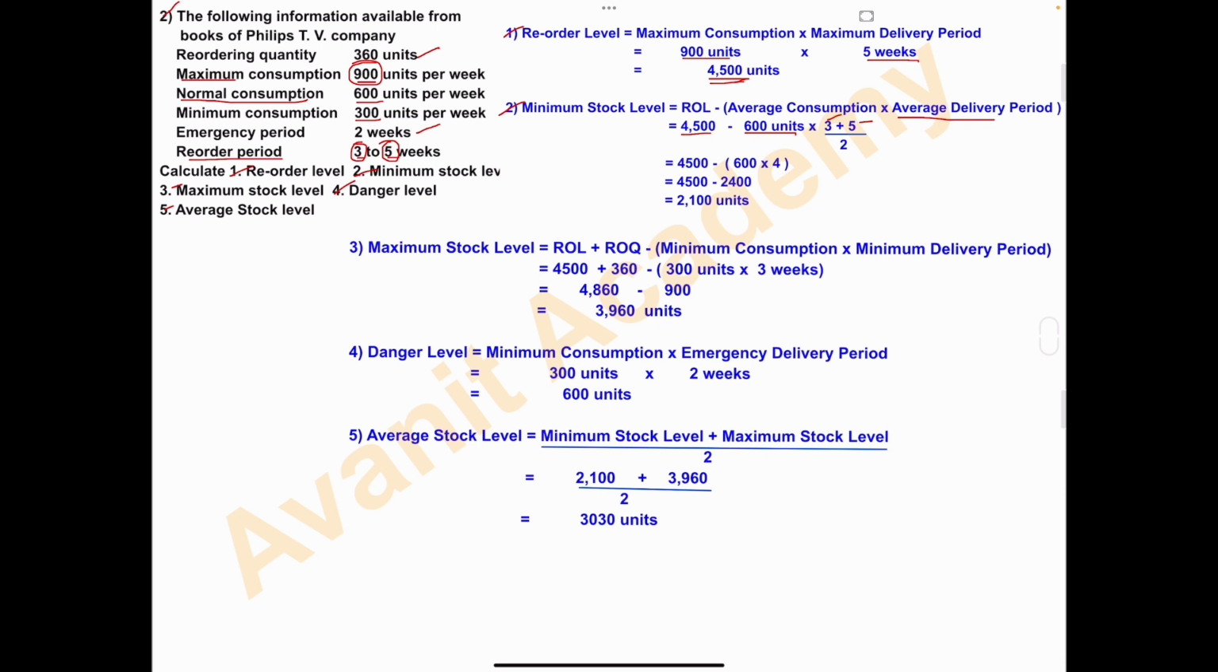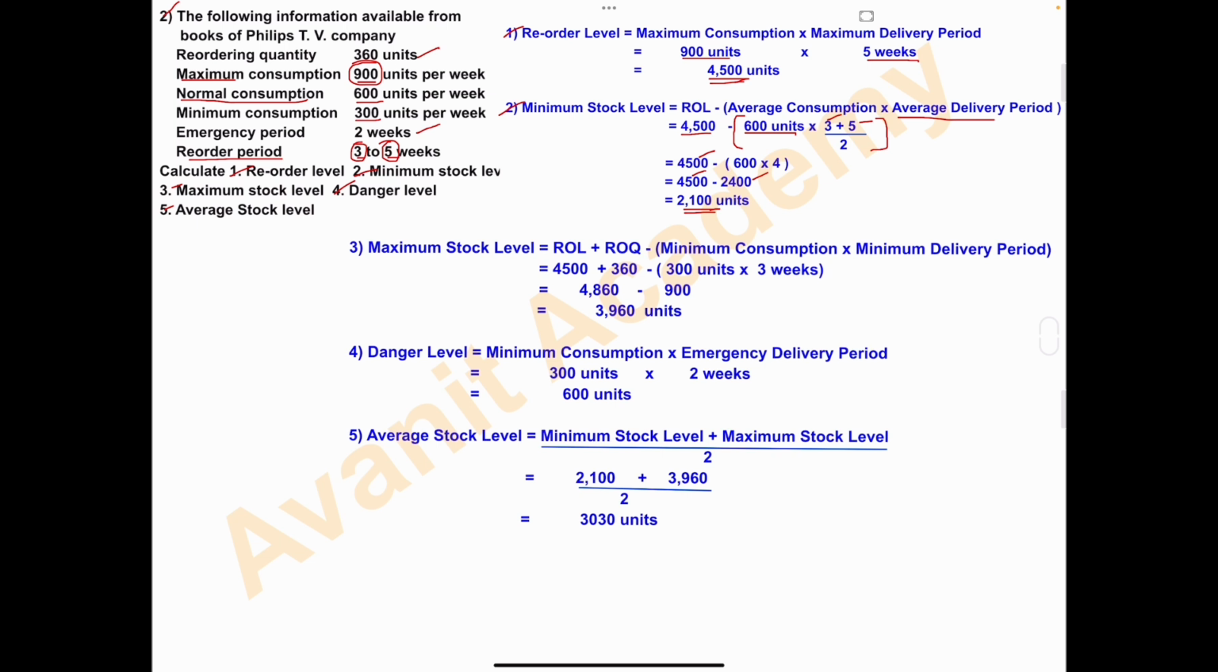Write as it is 4,500 minus, in bracket, 600 into 3 plus 5 divided by 2. How much is it? 4. 600 as it is into 4. Write as it is 4,500 minus 600 into 4. How much is it? 2,400. From 4,500 minus 2,400, and the answer is 2,100 units. Minimum stock level is 2,100 units.